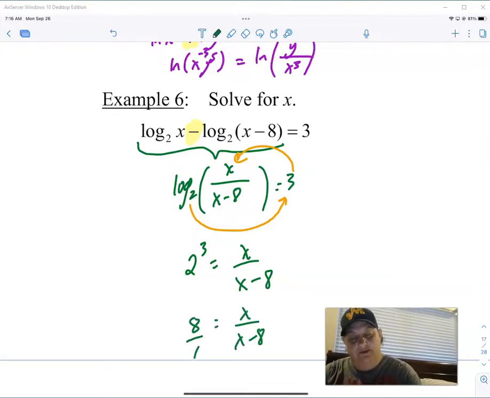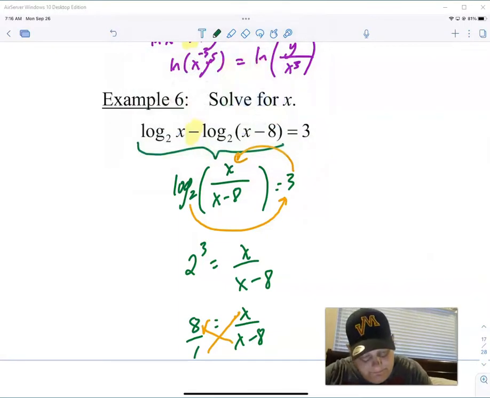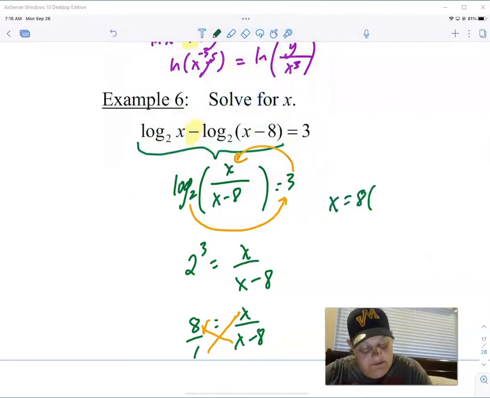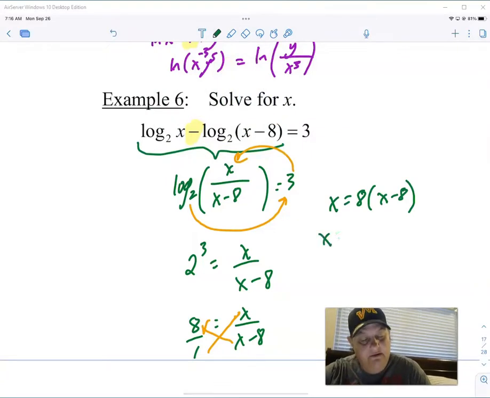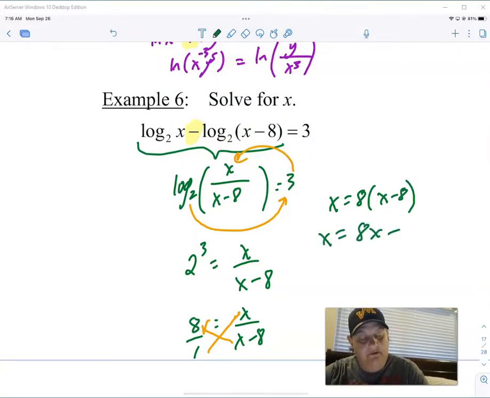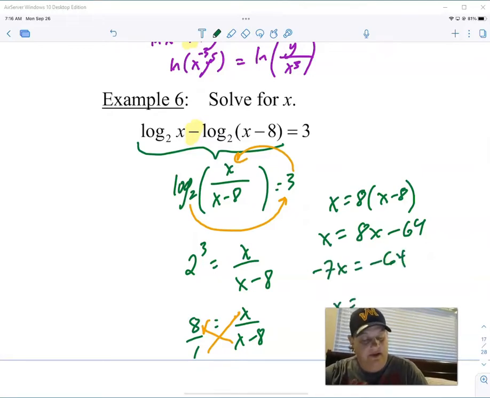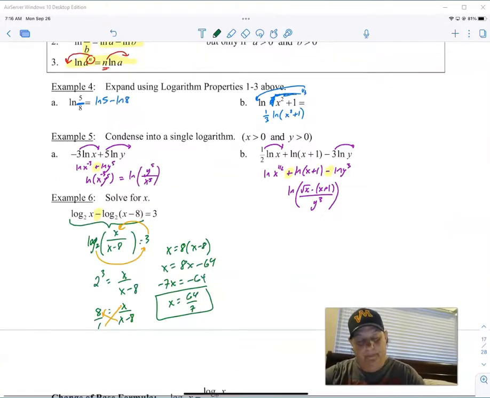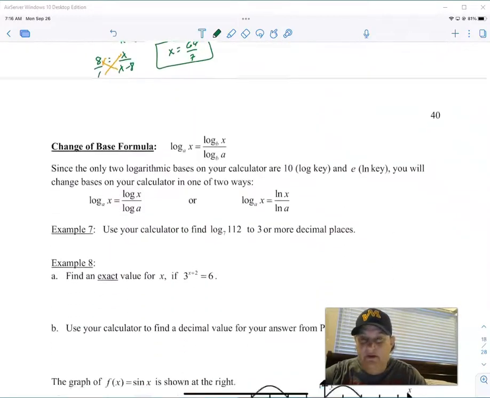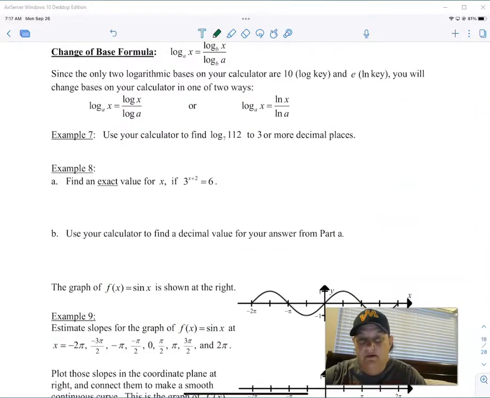And now, I can kind of just put that over 1, I guess, and cross multiply, or at least multiply that up there, multiply that up there. So I have 1x equals 8x minus 8. If I distribute, subtract the 8 over, so x is 64 over 7. Okay? Is everybody good so far, hopefully? Alright.